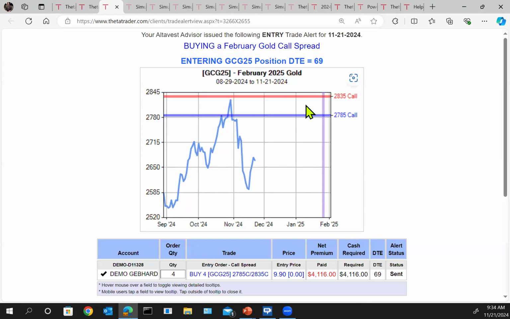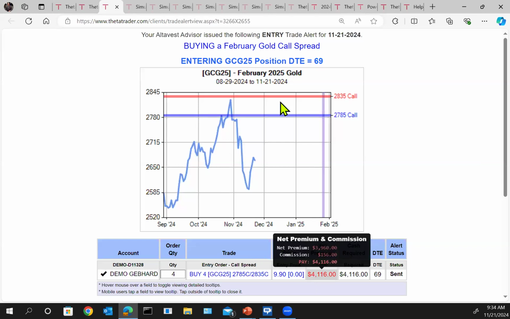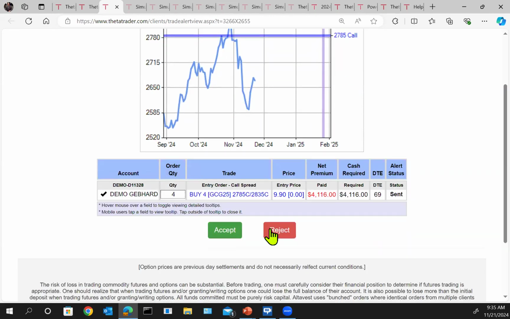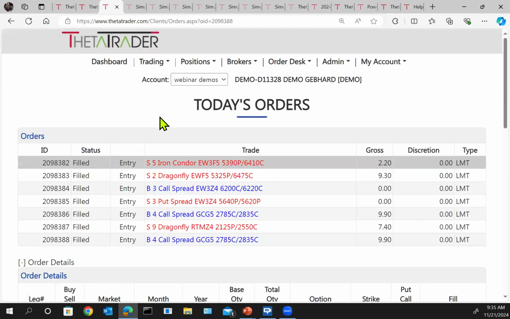So this is the spread that you're buying, buy the call, sell the call, and you're going to pay $4,116. It's a debit spread, quantity of 4, and then you just either accept it or reject it. So one or the other. If you don't reject it or accept it, it just expires at the end of the day. All right, folks. So there is a review of Theta Trader in the demo.